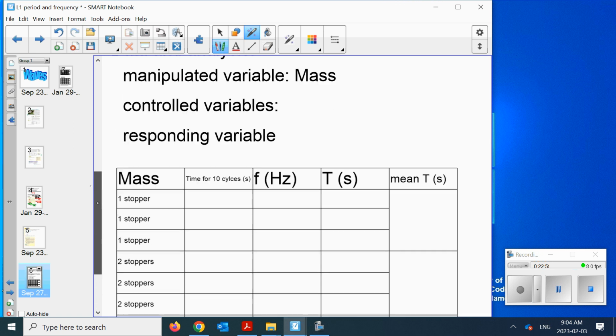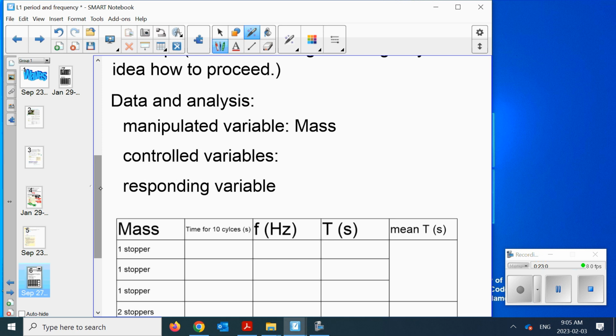So, we have to keep some things controlled. One time I can't just measure 10 degrees and let it go for the first time, then the next time, I don't really know, maybe 25 degrees, let it go. So what do I have to keep control? What do I have to make sure is the same every time? The angle, yeah.